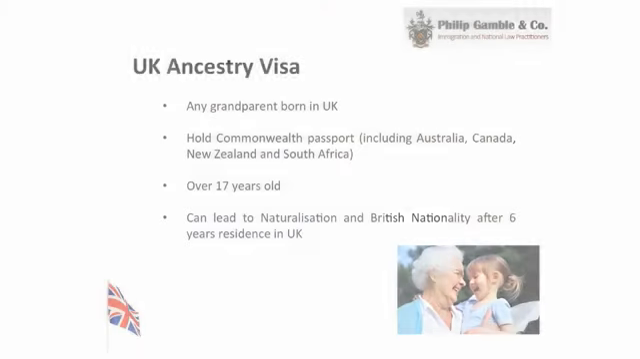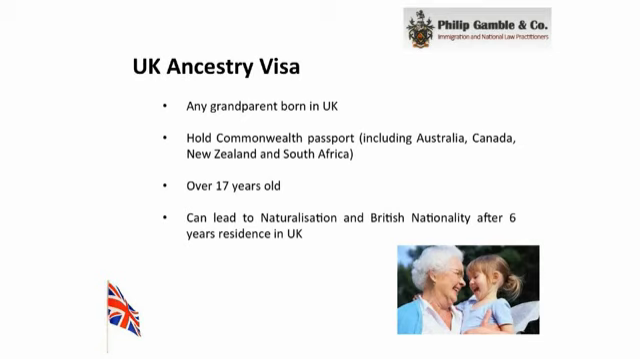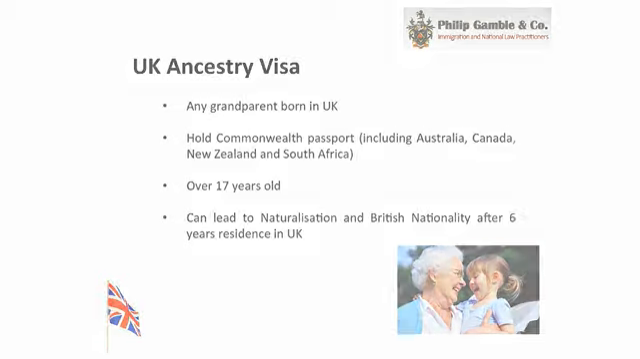On a more positive note, we still have the UK Ancestry visa, and we also have business and investor visas for the UK. The UK Ancestry visa applies to all Commonwealth citizens without exception who have any one of their 4 grandparents born in the UK. On this occasion, adoption can be used, so a natural or adoptive grandparent could be used. A step-parent, however, could not. Anyone wishing to apply under this category must be over 17 years of age, and they must intend to come to the UK to work here.